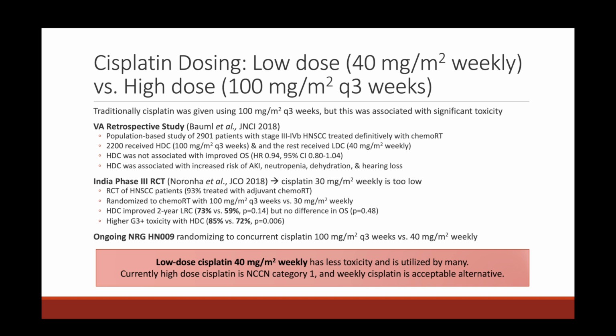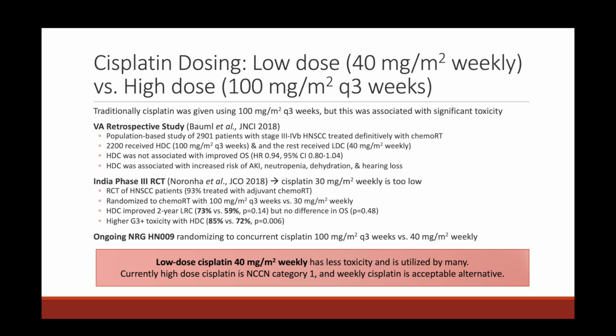Well, traditionally, cisplatin was given with what we call a high-dose regimen. So high-dose cisplatin, 100 milligram per meter squared given every 3 weeks. But this was associated with significant toxicity. Now, there's a VA retrospective study, so a study that took place at VA hospitals, and this was a population-based study, so it's retrospective data.